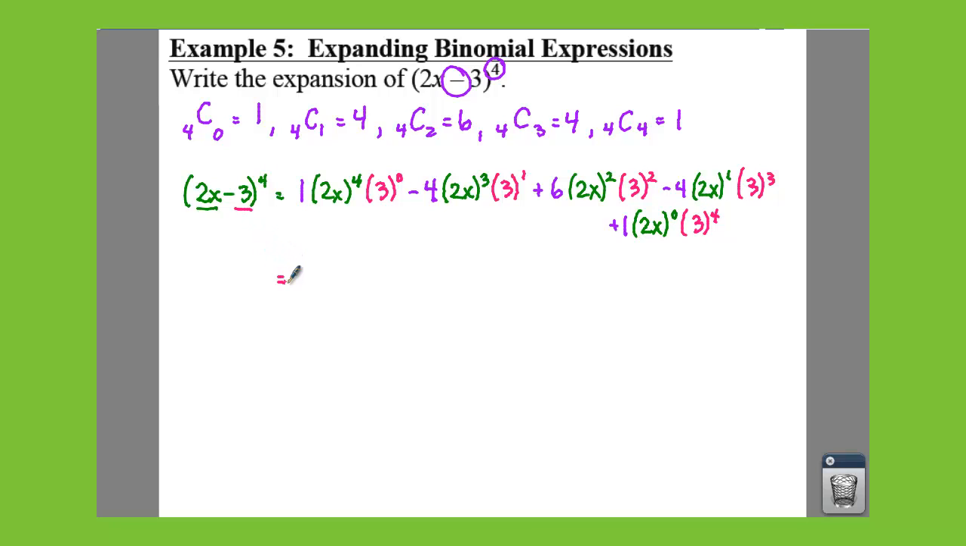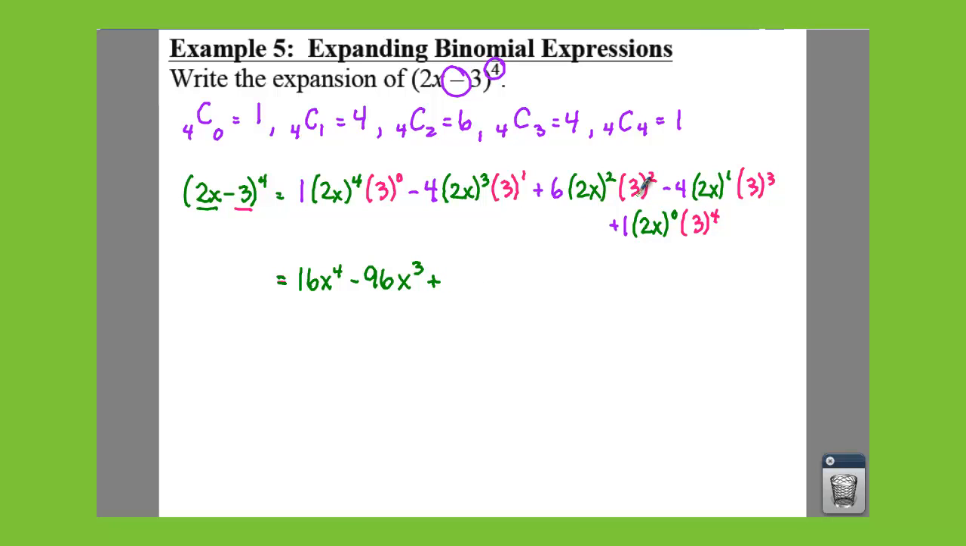So cleanup time. We get a 2x to the 4th. Now you must take 2 to the 4th power also, which is going to give you a 16 x to the 4th. Now you have a 2 to the 3rd is 8. 8 times 4 is 32. 32 times 3 is a 96. You have a negative 96 x to the 3rd. Notice how these are always going in descending order.